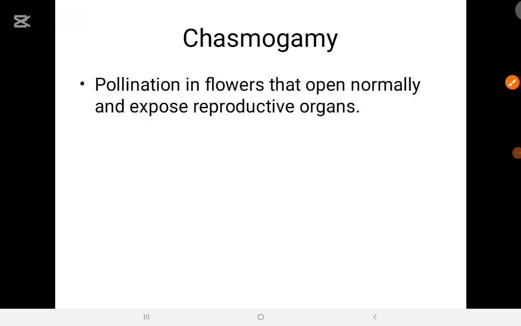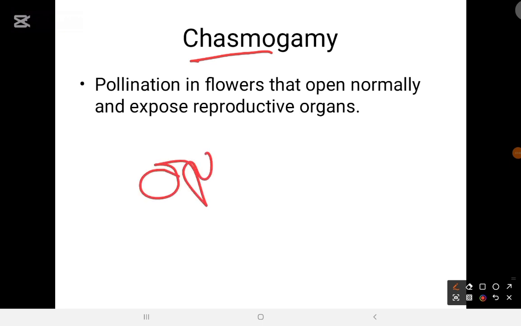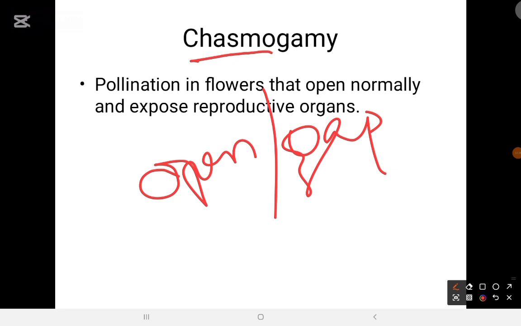Now, the next one is chasmogamy. The word chasma is the opposite of cleistos. If cleistos means closed, what will chasma mean? Open. Or a gap. It means open or a gap. Literally, it means open marriage. Is that okay?